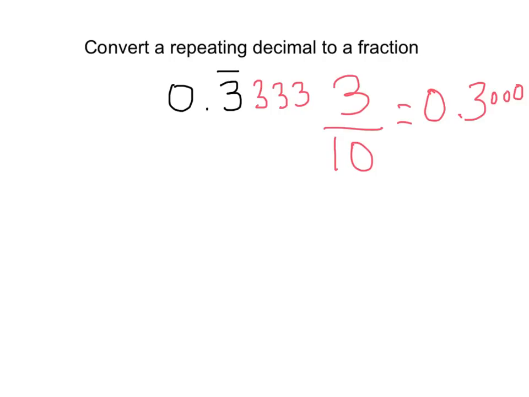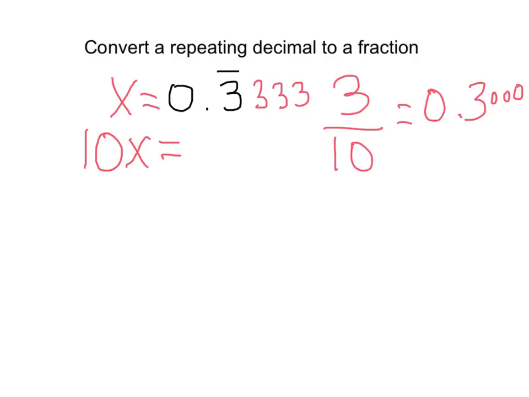And so here's what we do. We'll set up an equation. We'll let the variable x equal 0.3 repeating. Alright, and then notice that my repeating decimal is in the tenths place. So because of that, I'm going to multiply x by 10. And I would show that by putting 10 next to x. That means 10 times x.